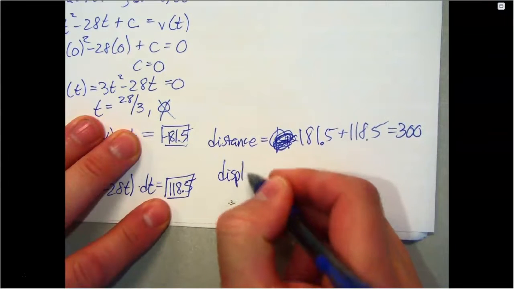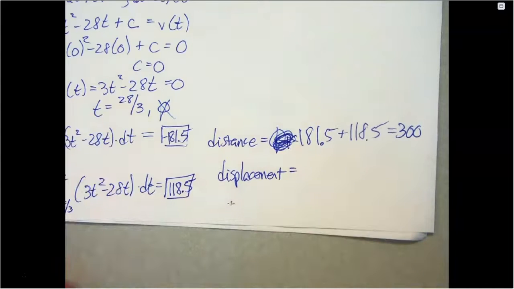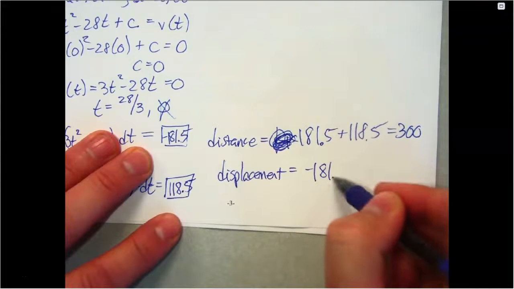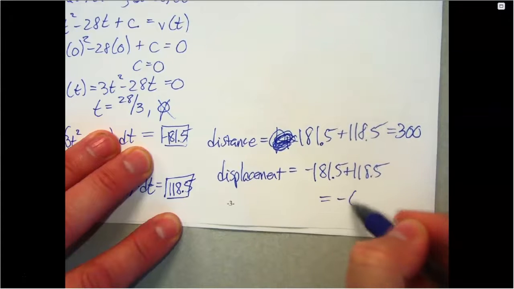For displacement, you add them up like as they are, with the positive and negative signs. Negative 181.5 with the positive 118.5. That's negative 63.